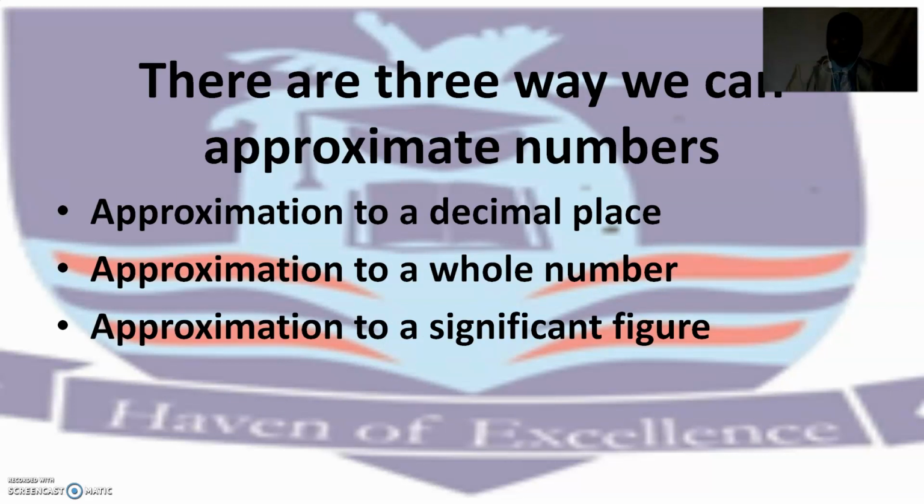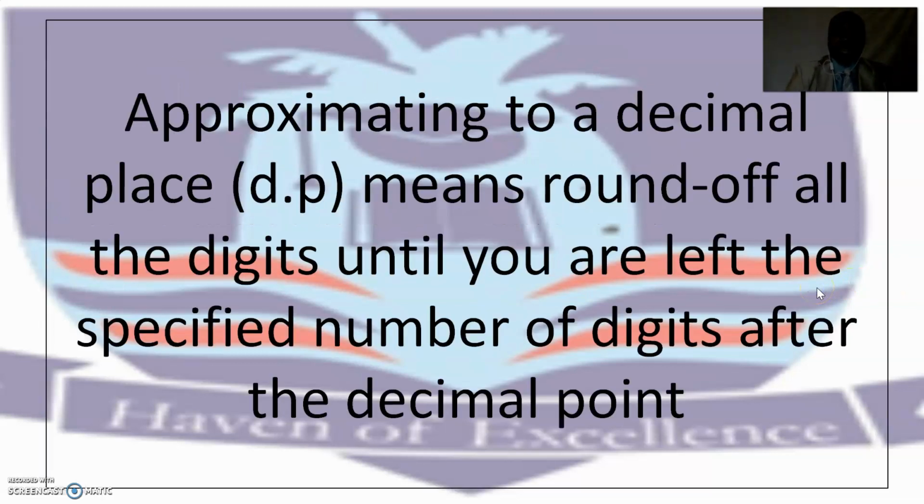Here we are going to deal with approximation, and there are 3 basic ways in which we approximate. We can approximate to a decimal place, we can approximate to a whole number, and we can approximate to significant figures. Approximation to a decimal place means rounding off all digits until you are left with a specified number of digits after the decimal point. So if you are told to approximate to one decimal place, it means you should have only one digit after the decimal point, and so on.